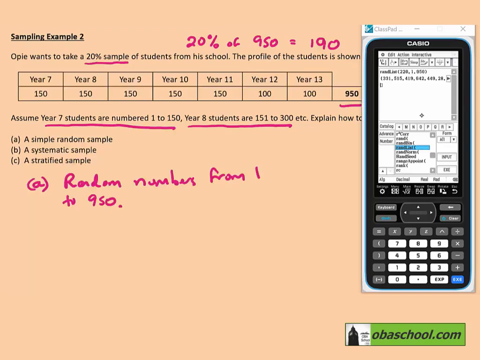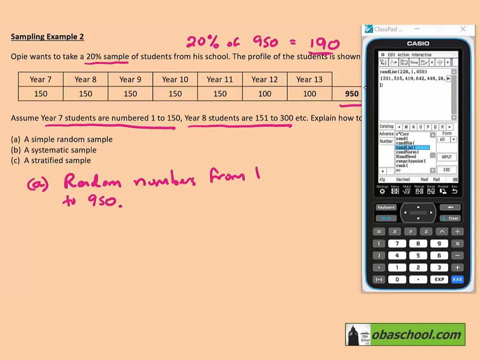You can see on this calculator I have here, I've got a random number generator. Now I've generated 220 random numbers. We know that we want 190, but we're bound to get some repeats, and then we can just ignore those repeats if we take extra ones. So I've generated random numbers.